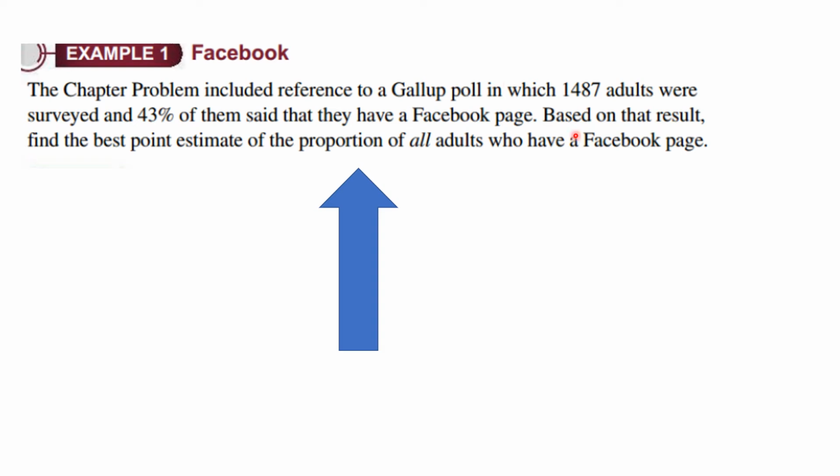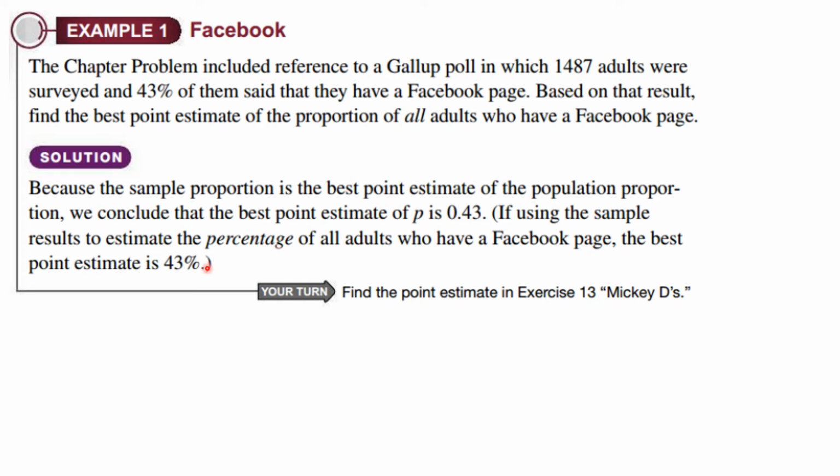So we got a sample and we talked to 1,471 adults who were surveyed, and 43% of them said they have a Facebook page. Based on that result, find the best point estimate of the proportion of all adults who have a Facebook page. You know what to do. Let's see how you did. And the answer is p hat is exactly what we got from the sample. So the best point estimate is 43%.